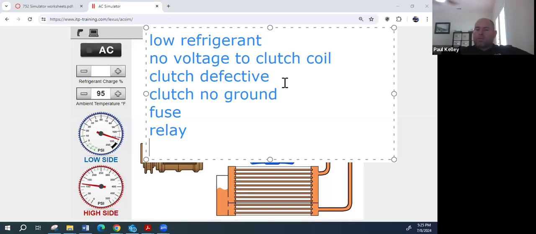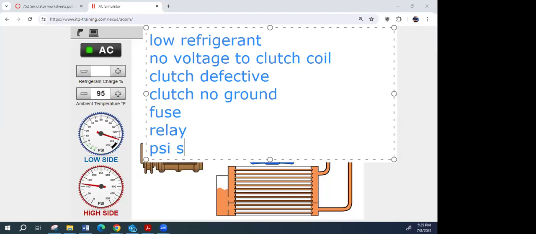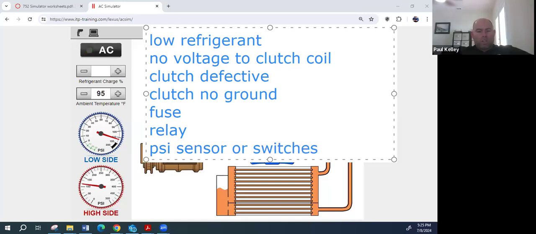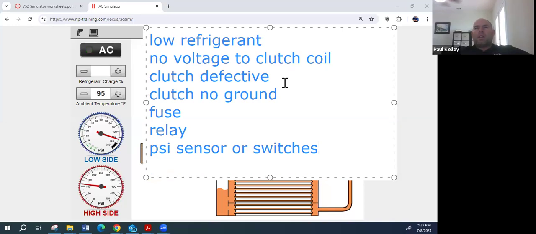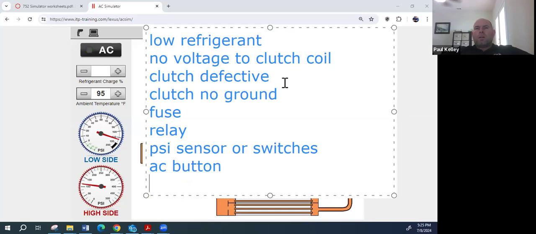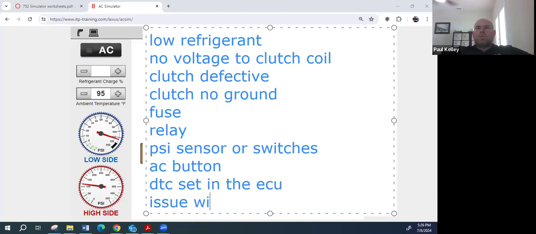Now, low refrigerant is true, but how does the vehicle know it has low refrigerant? The pressure switches. Right? So wouldn't you agree the pressure sensor or switch could cause it? So even just with this much, is it safe to say we have a lot of possibilities right here? Just because that clutch doesn't kick, you can't guess. I'll add a little bit more: the AC button or a DTC set in the ECU. Issue with ECU or control panel.